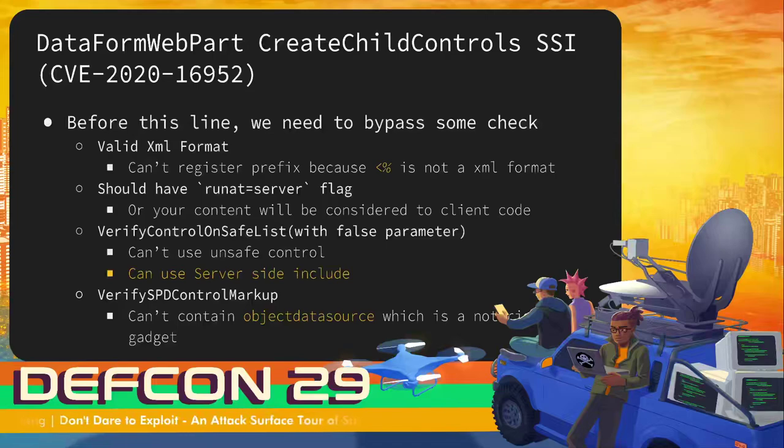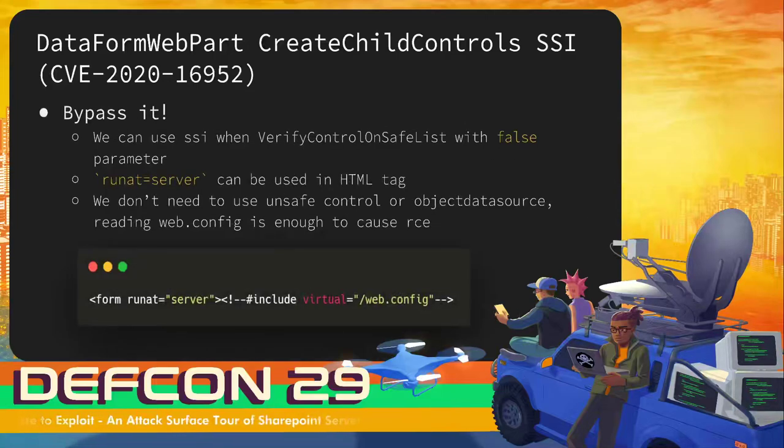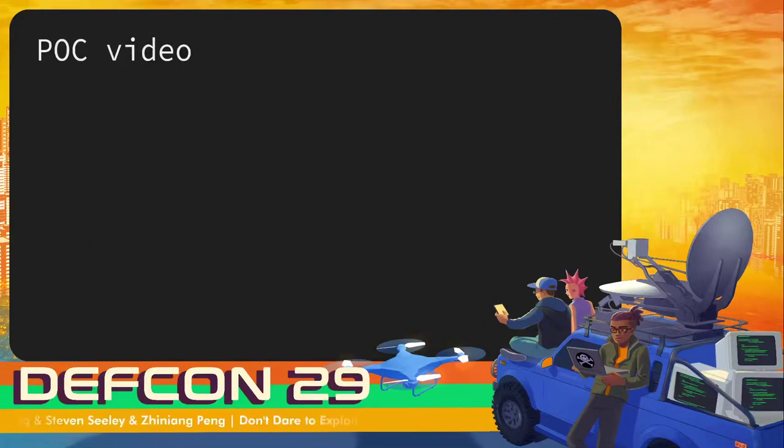We create a payload that will use server-side include instead, as you can see. It uses the form with runat equal server tag. We don't need to use any unsafe control or ObjectDataSource. And then we include the web.config file of that particular site, and it will leak the validation key and give us remote code execution back. We have got a video demonstration here.